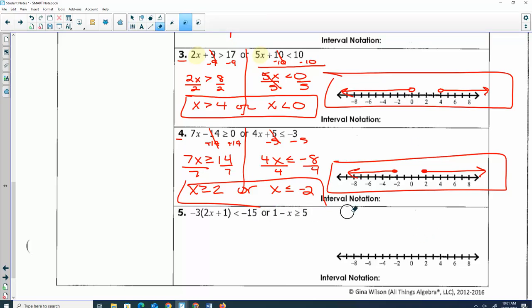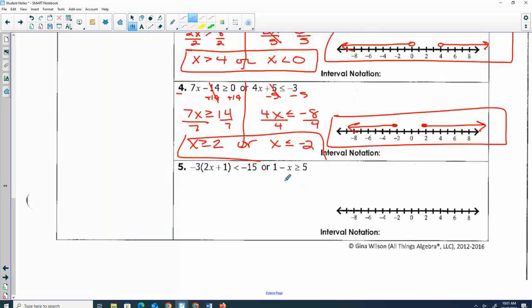Number 5, we all need to pay close attention to this. Okay, we have 2 separate problems. So that's kind of the key to ORs. We have 2 separate things we are solving and graphing. What would you do first on this one? Okay. So that would give me a -6x. -3 times 1 is -3. It's less than -15.